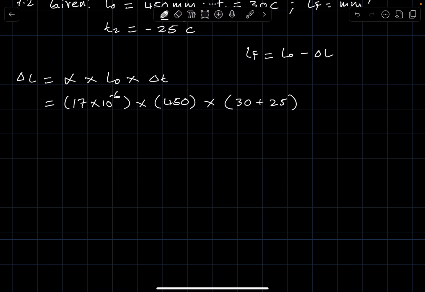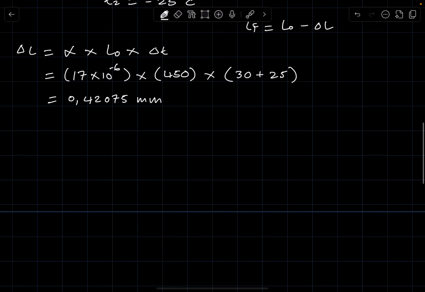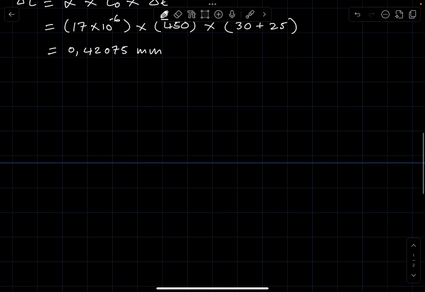All right, let's see what we get here. You have 17 times 10 to the negative 6 times 450 times 30 plus 25. Here I am getting 0.42075 millimeters. So this remains in millimeters. Why? Because the original length we substituted in millimeters. Right, so now we get the final length.